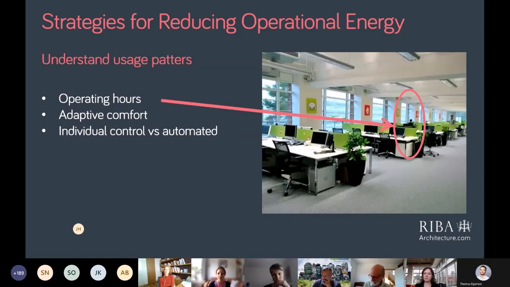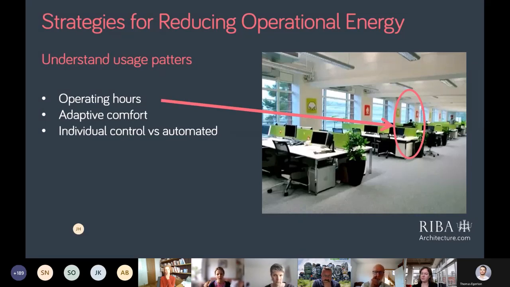Also talking about the adaptive comfort, how much are people willing to, you know, remove clothing or put jumpers on? How much can you relax the set points? And then considering how much control do you want to give people. People like to be able to open the window themselves. They like to be able to interact and feel that they have control of their thermal environment.